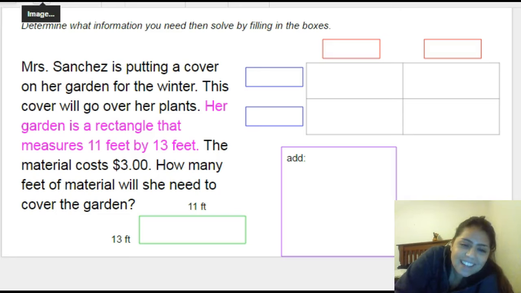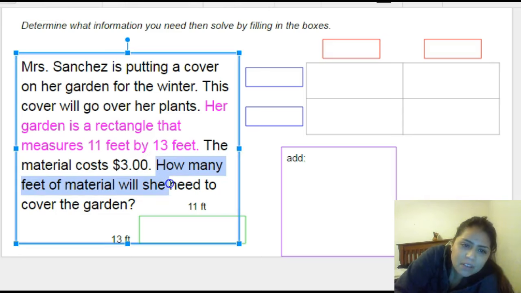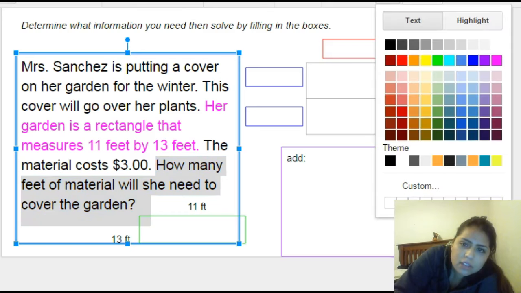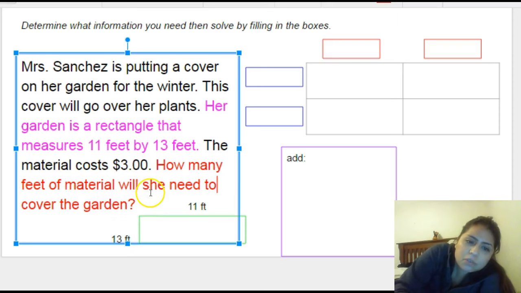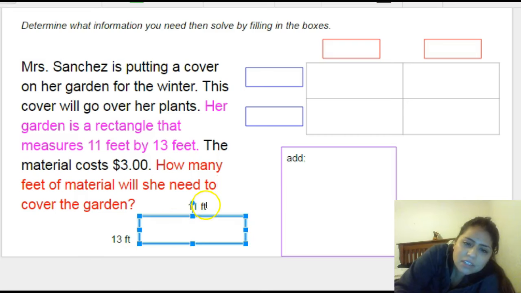So then it's asking how many feet of material will she need to cover the garden? I'm going to change that to a nice bright color. How many feet of material will she need to cover the whole garden? So how much will she need? I don't necessarily need to know the price, so that's something I can get rid of. So I can figure this out with 13 and 11 feet.